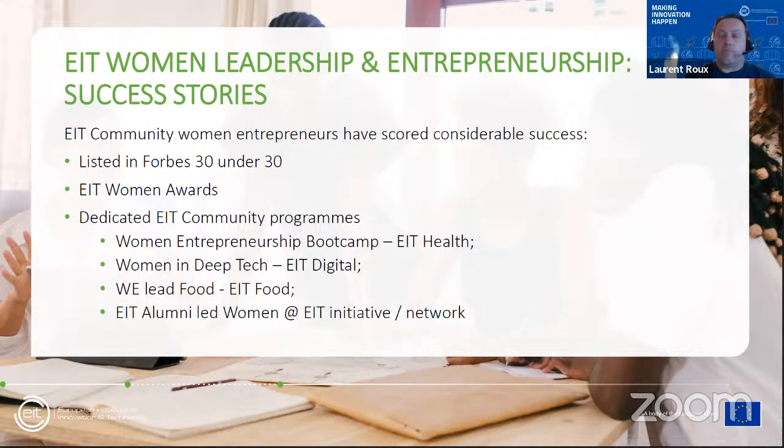And of course, we have very strong EIT alumni communities, and many of them are female entrepreneurs and innovators, and they have a dedicated network within the network to support each other, to access additional funding, coaching, grow, and really overcome any challenge that may remain at the European level. So EIT is really behind them on that. And that will be it for today. So thanks for listening. I welcome any questions you may have.